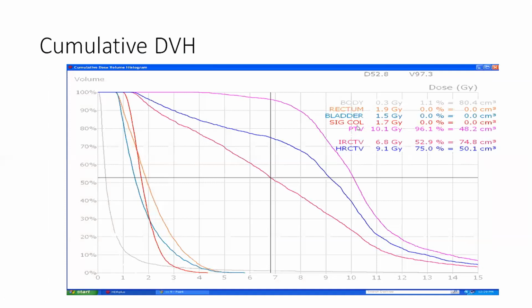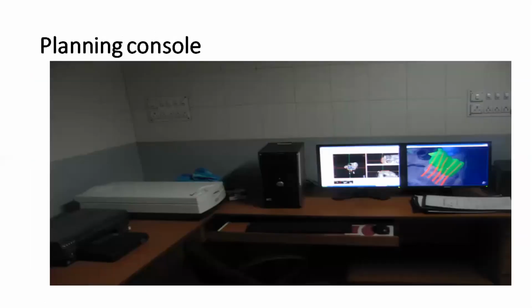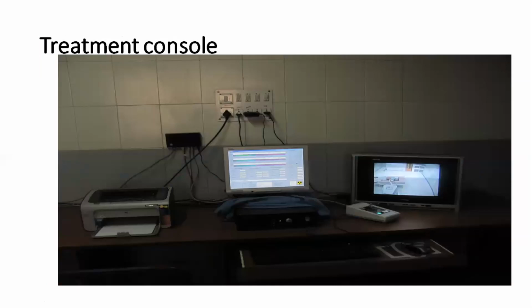These are the typical data that come during your planning. This is a planning console, and you have a different treatment console where you put the patient after your plan evaluation, and once you are satisfied with it, start your treatment.